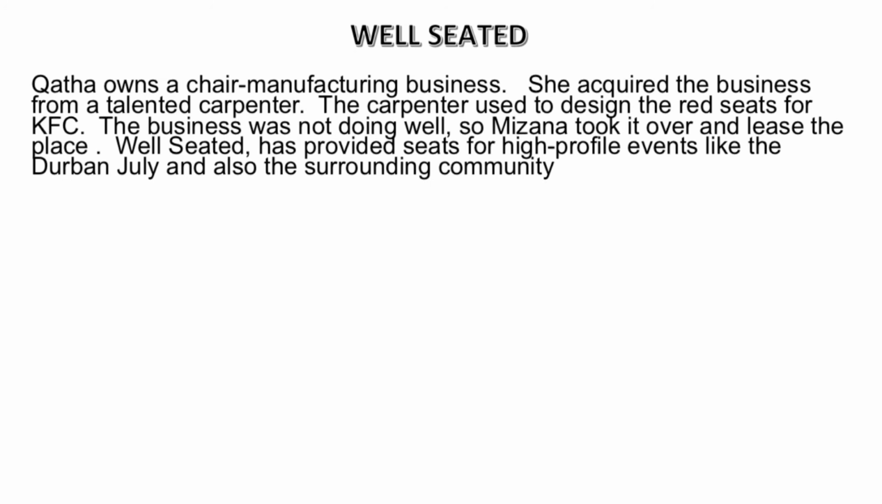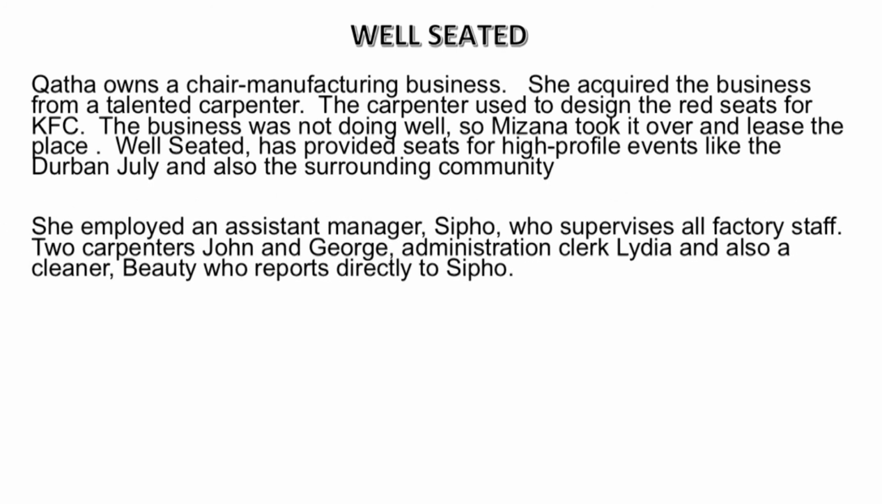Under Well Seated, Mazina Kata owns a chair manufacturing business. She acquired the business from a talented carpenter, who used to design red seats for KFC. The business was not doing well, so Mazina took it over, and like the Durban July and also the surrounding community, she employed an assistant manager, Sipo, who supervised all the factory staff. Two carpenters, John and George, administration clerk, Lydia, and also a cleaner, Beauty, report directly to Sipo.